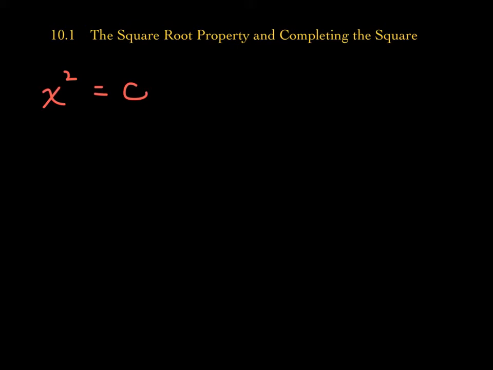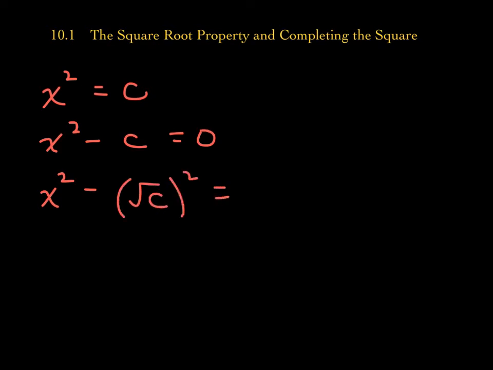Let's first set this equal to 0. So I have x squared minus c is equal to 0, and if I consider that c is the square of the square root of c, then I can view this as the difference of two perfect squares. Remember, the squaring of a square root cancels the square root out, and all you're left with is c. So this equation is definitely equivalent to the previous. And now I can use factoring to solve this.